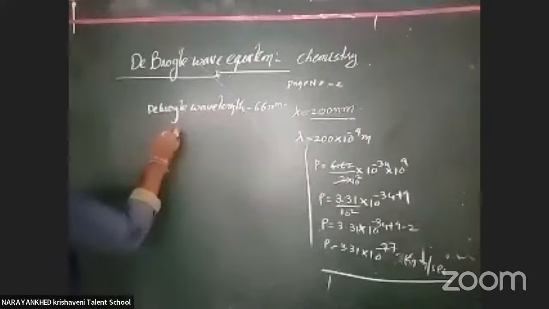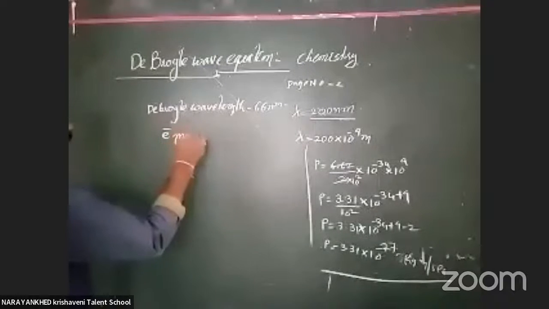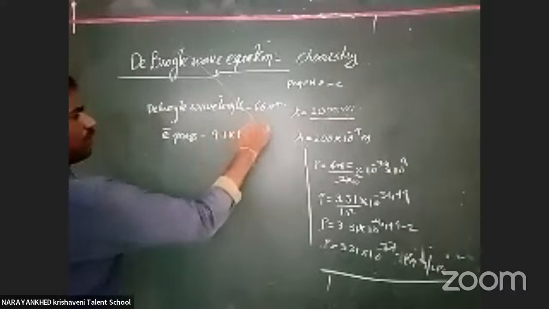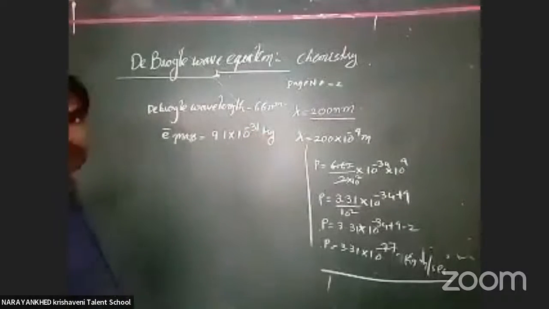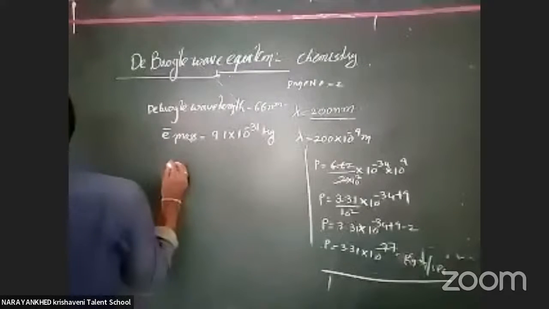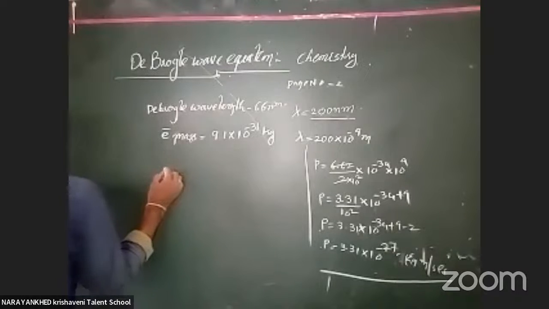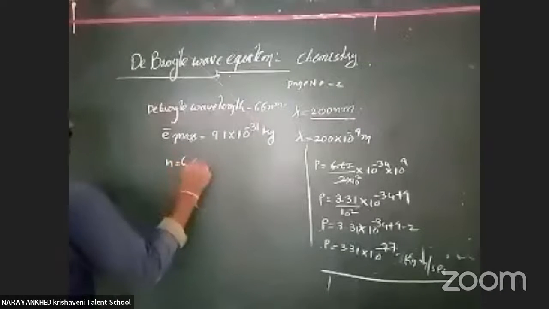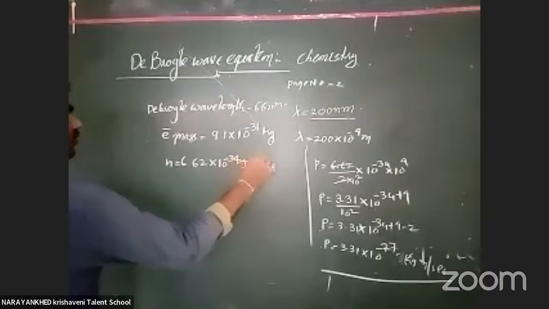They have given the information: the particle is an electron. We know very well the mass of an electron, that is 9.1 into 10 to the power of minus 31 kg. We have this value here. And the h value we have here, that is 6.62 into 10 to the power of minus 34 joule second.